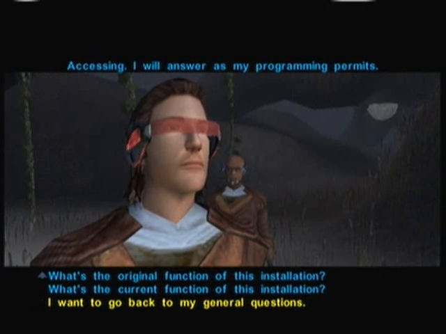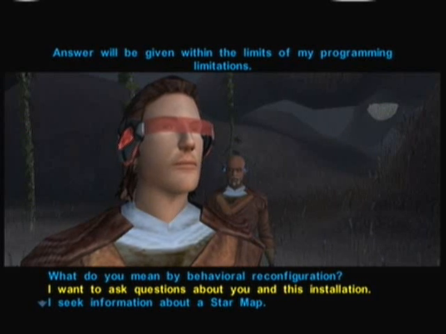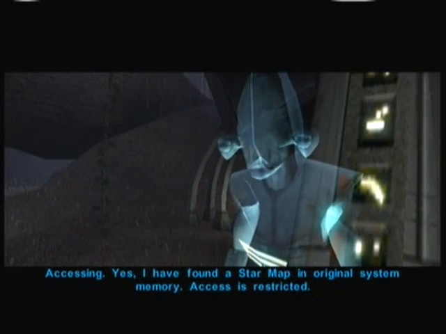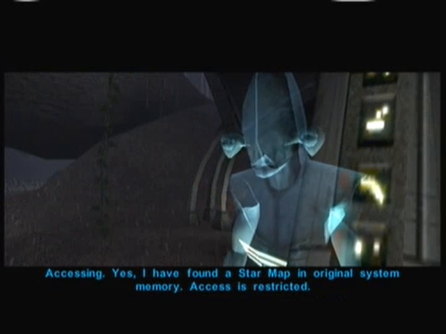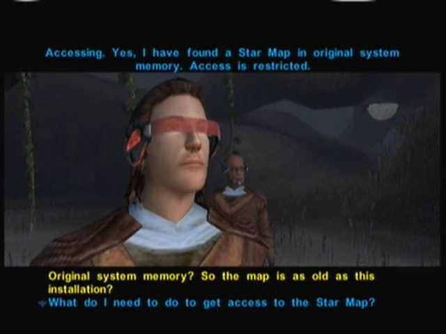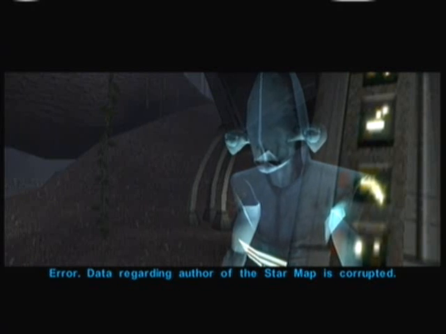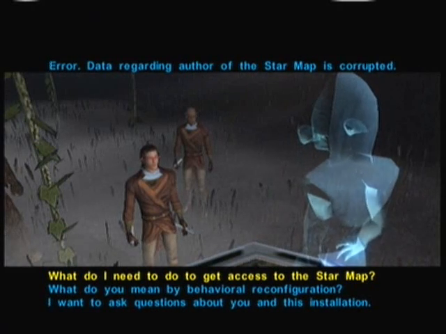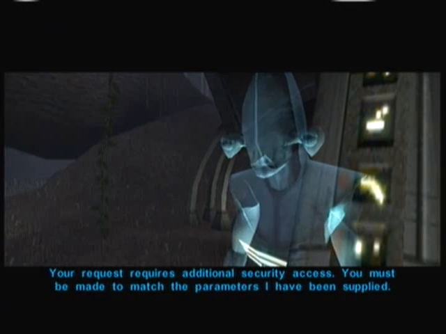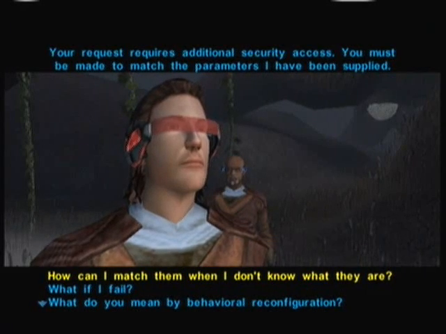I want to ask about you, and I seek information about the star map. Accessing. Yes, I have found a star map in original system memory. Access is restricted. So the map isn't as old as this installation? Error. Data regarding author of the star map is corrupted. What do I need to do to get access to the star map? Your request requires additional security access. You must be made to match the parameters I have been supplied. How can I match them when I don't even know what they are?